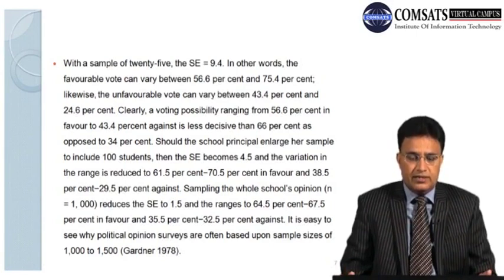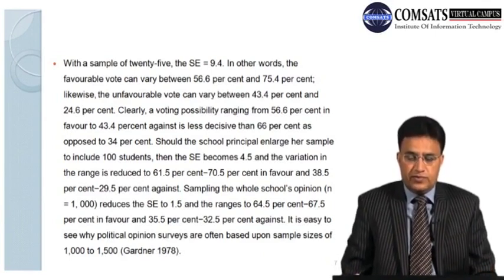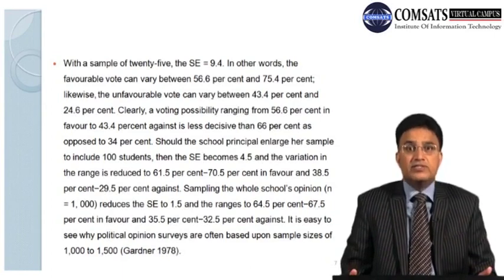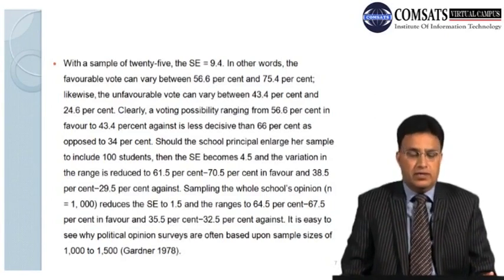So sampling the whole school's opinion, that is the total number of students, 1000, reduces the standard error to 1.5 and the range is 64.5% to 67.5% in favor and 35.5% to 32.5% against. It is easy to see why political opinion surveys are often based upon sample sizes of 1000 to 1500.